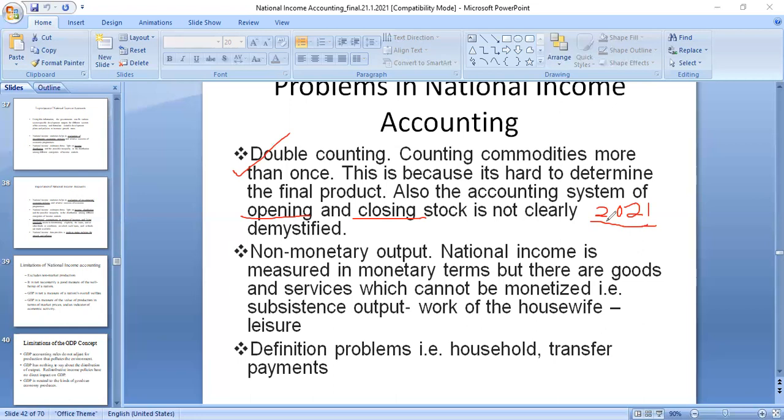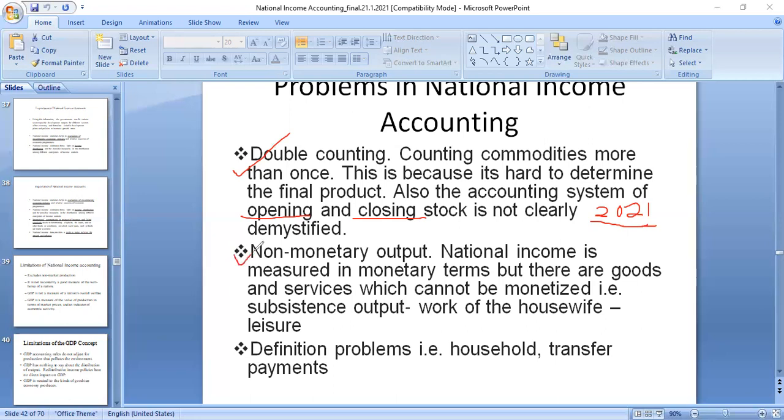because not all businesses are going to expose their information about opening stock and closing stock. So that is a problem in the national income accounting.